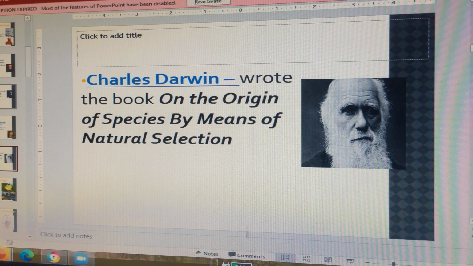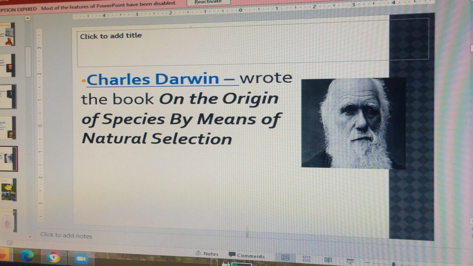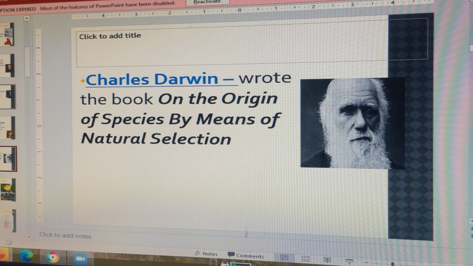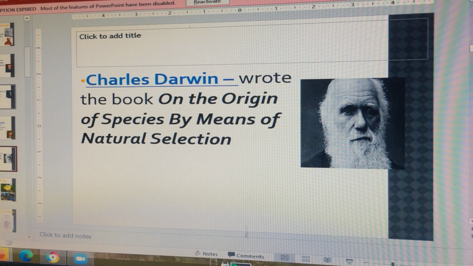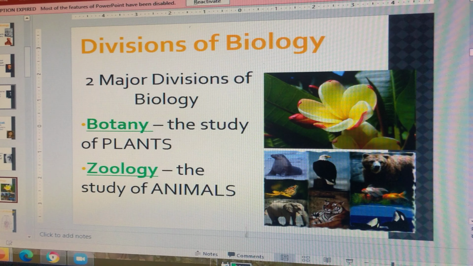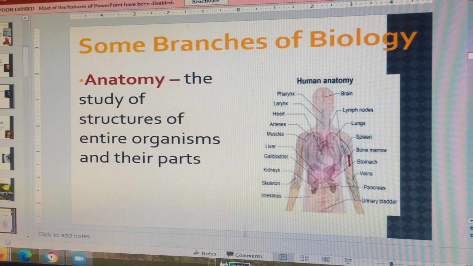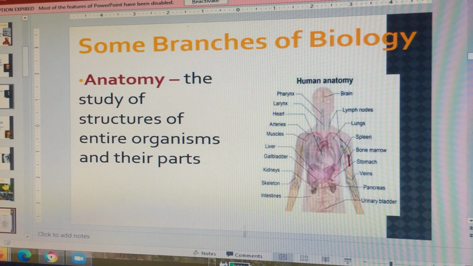Pero as evidences na pinakita ni Charles Darwin, okay, gaya ng pag-aaral niya with the Galapagos Island, nagkakaroon ng mga similarities with regards to yung itsura ng organism. Remember that? Okay, so ganun. That is, so division of biology nga, botany and zoology. Okay, so ito yung mga branches ng biology.